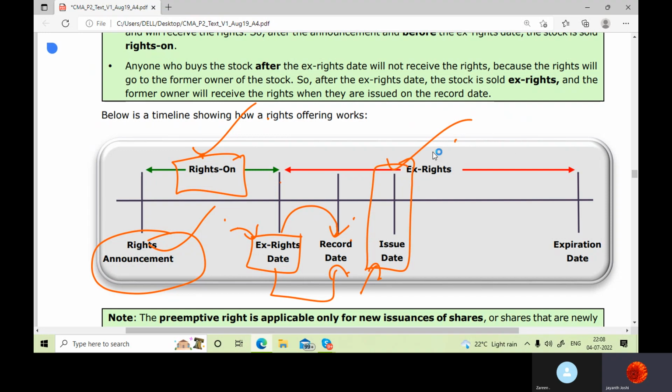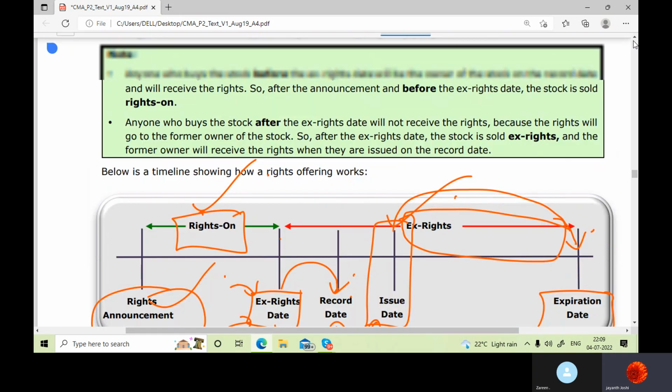And then from here to here till the expiry date, this time period is called the X rights period. Okay, because the rights have been issued here, it was declared. Okay, the announcement is made and declaration has been done. Here the rights have been issued. Okay, and this is the expiration date. Again, no one can apply for any rights beyond this.